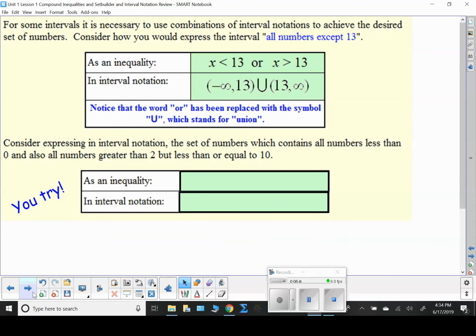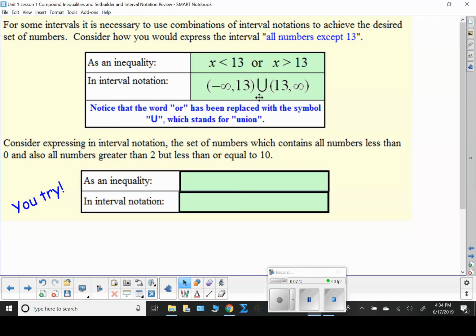Now, for some intervals, it is necessary to use combinations of interval notations to achieve the desired set of numbers. Consider how you would express the interval all numbers except 13. Well, that means that x is less than 13 or x is greater than 13. In interval notation, that would say we're going to go from negative infinity up to, but not include 13. That's what the parenthesis means.